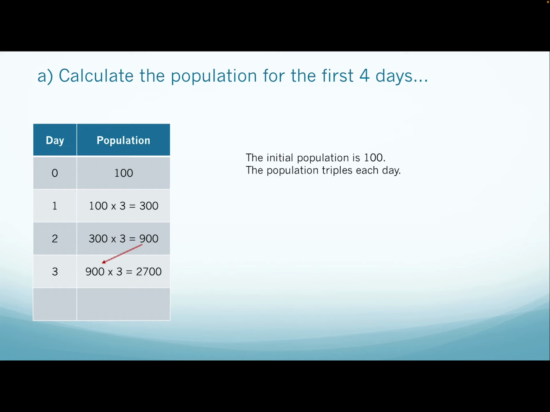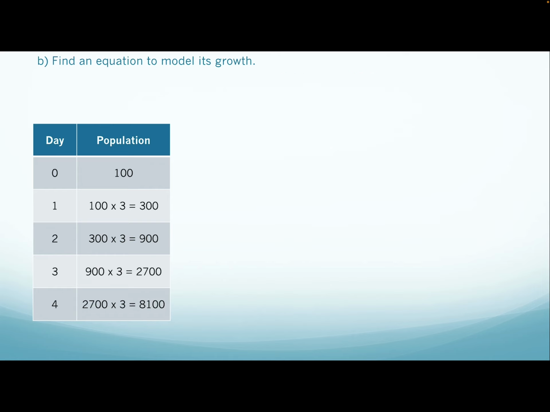So we can see it's always tripling each day. On day 4, 2,700 times 3 is 8,100. So we can see that bacteria is growing very quickly. Okay, so after 4 days, there would be 8,100 bacteria present. So we now want to find an equation to model this growth.